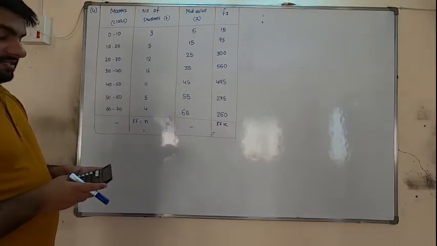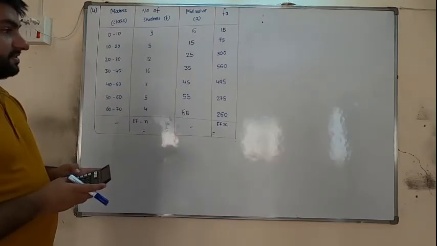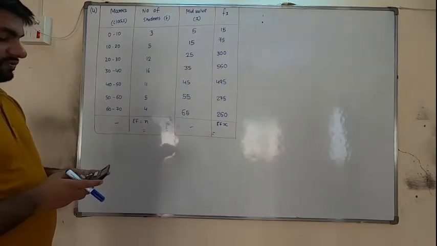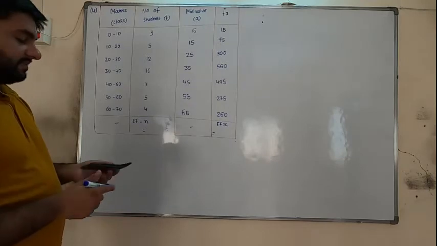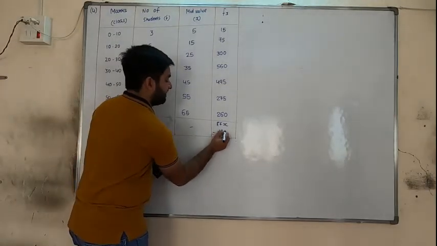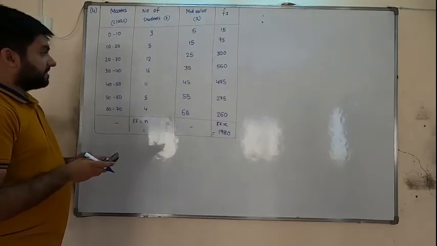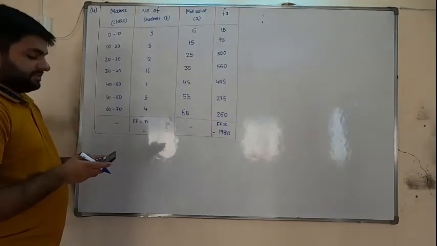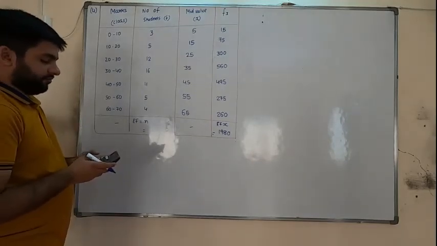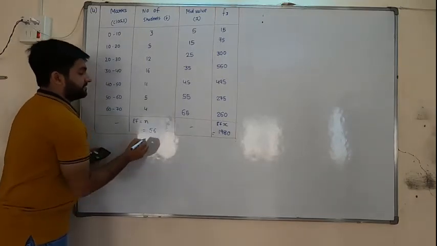15, 75, 300, 560, 495, 275, 260 is 1980. And 3, 5, 12, 16, 11, 5, 4 is 56.